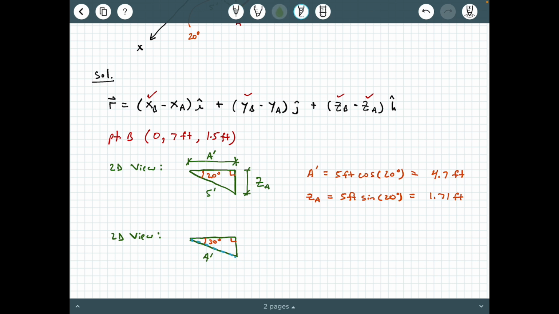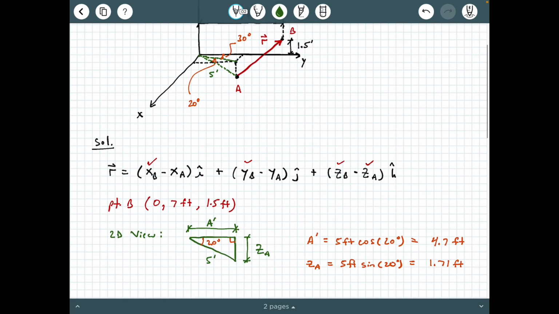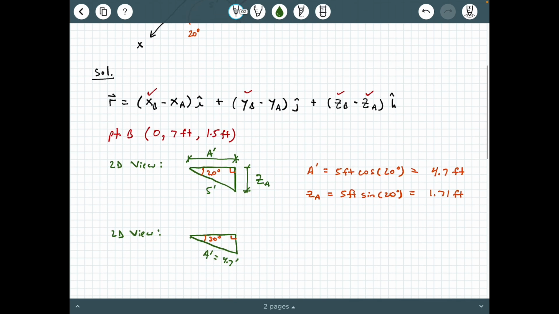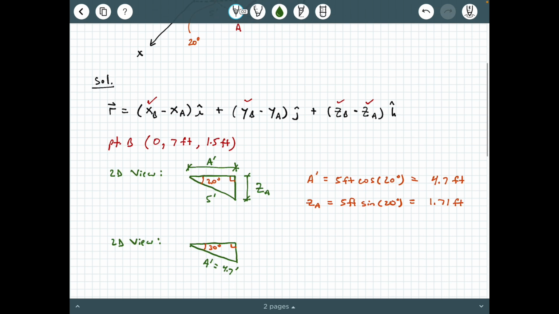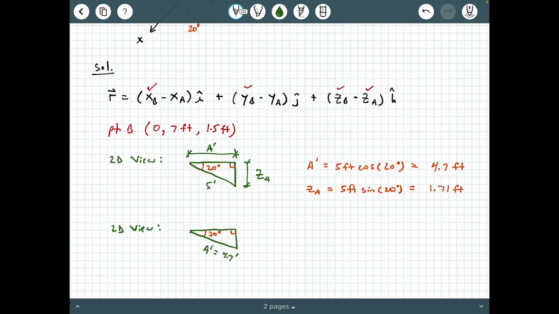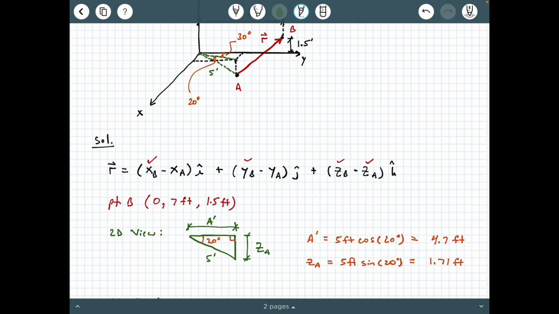So this A prime, remember, is the same as this, okay? We're just looking at two different triangles that are connected together somehow, all right? So I know that A prime is 4.7 feet there, all right? What about this XA and YA? Well, XA is this length right here, and YA is this length here, all right?